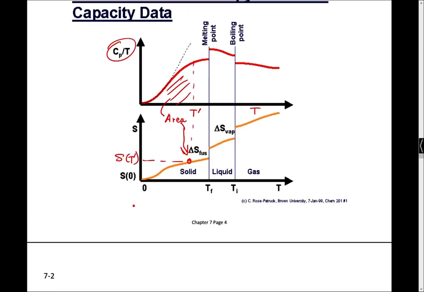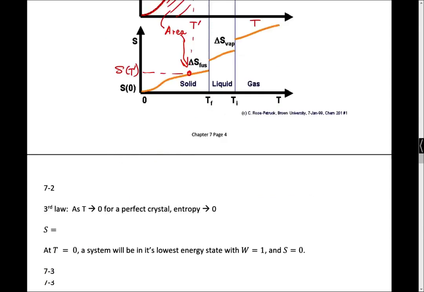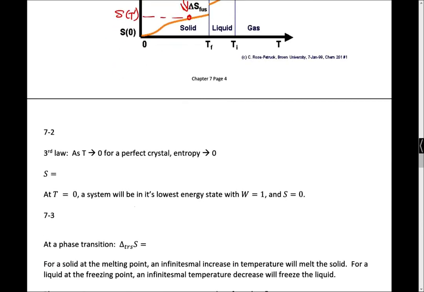One of the things we see is that our heat capacity over temperature curve is continuous until we get to a phase transition. And this jump here is going to be due to the entropy change associated with that phase transition. In this case, it's melting. In this case, it's vaporization. We need to get a handle on how to calculate that. We're going to do that momentarily.